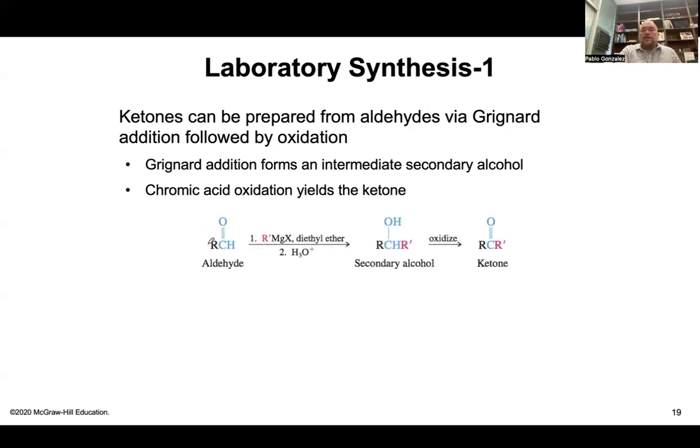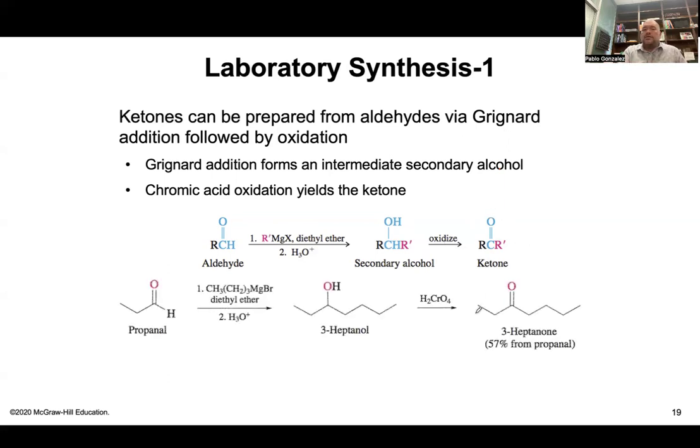So basically, we have here the aldehyde. We have here the Grignard reagent, the organometallic reagent. We're going to add this R group to the carbonyl group, producing the secondary alcohol, and then oxidize this alcohol to the ketone with chromic acid as well, and we're going to have the ketone as a product.